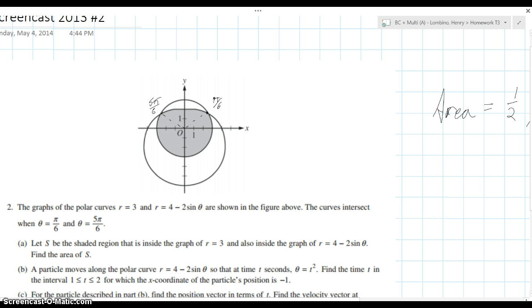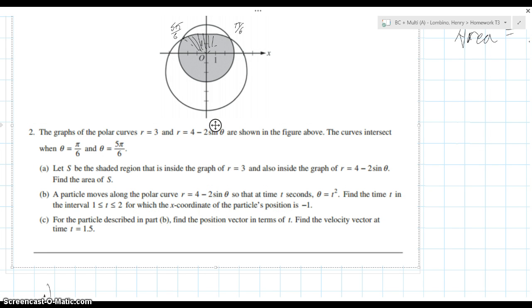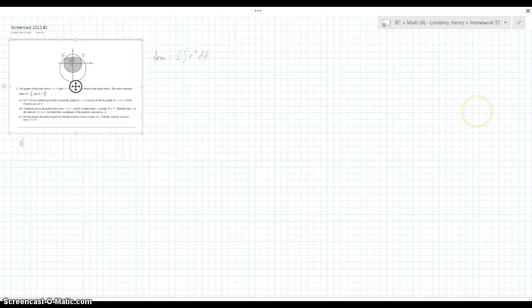So the way I'm going to do this first problem, where we have to find areas, is I'm going to break it down into two parts. I'm going to find this area right here, and then I'm going to find the rest of this area out here. And that's how we're going to do this bad boy. Let's zoom out a little bit again.